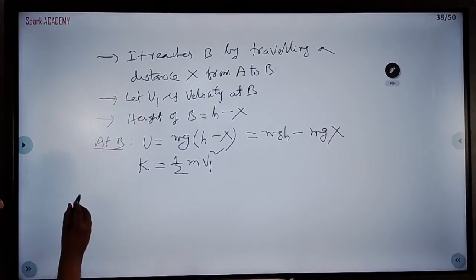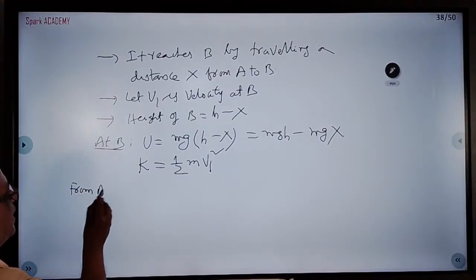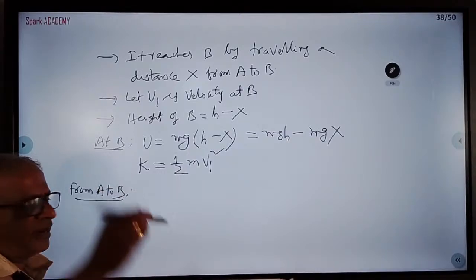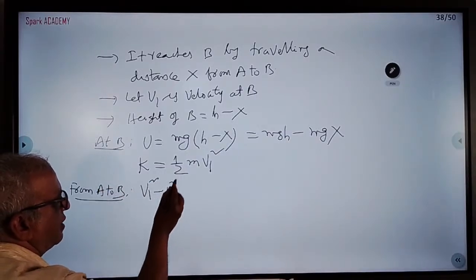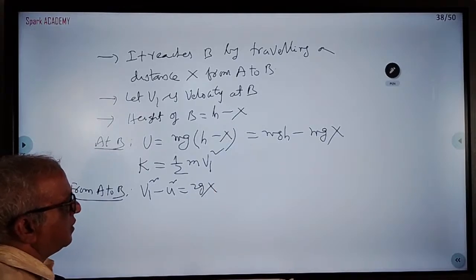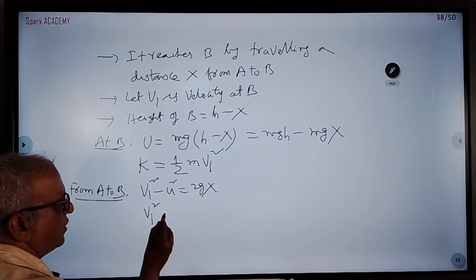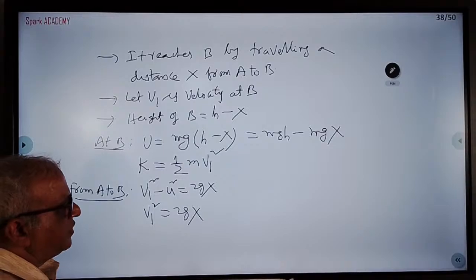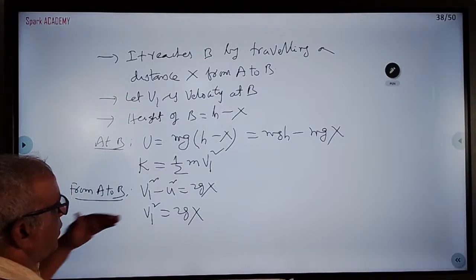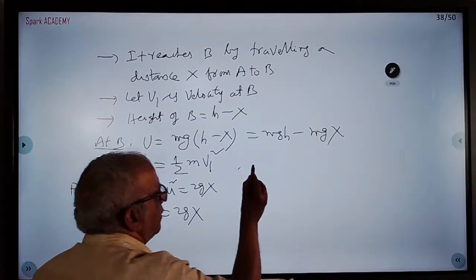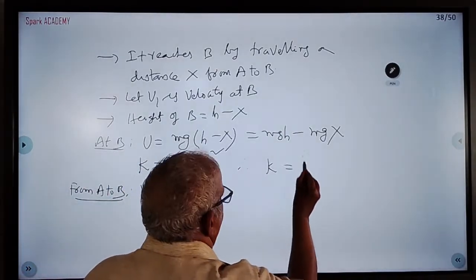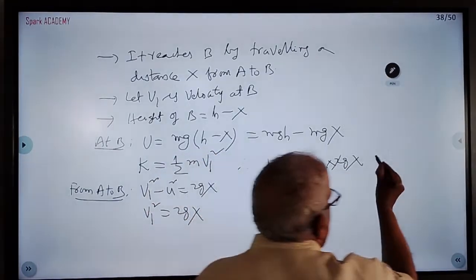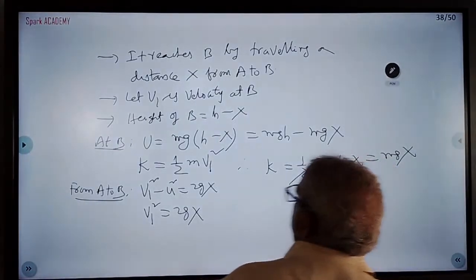What I am doing now is from A to B. It is traveling from A to B. You take v square minus u square is 2as. It is falling down through a distance x, so v1 square minus u square, where u is 0. Initial velocity is 0, so v1 square is 2gx. A to B, I am applying the kinematics equation. Therefore, kinetic energy will become half m v1 square, that is half m times 2gx. The 2 gets cancelled. Kinetic energy I am going to get is mgx.